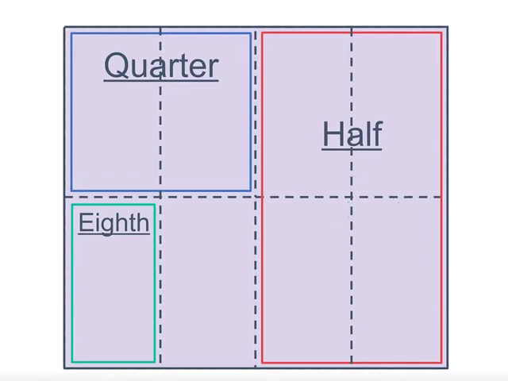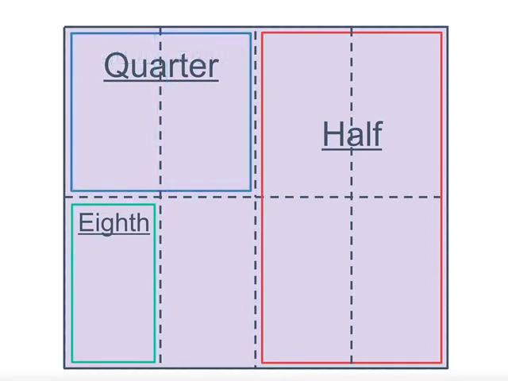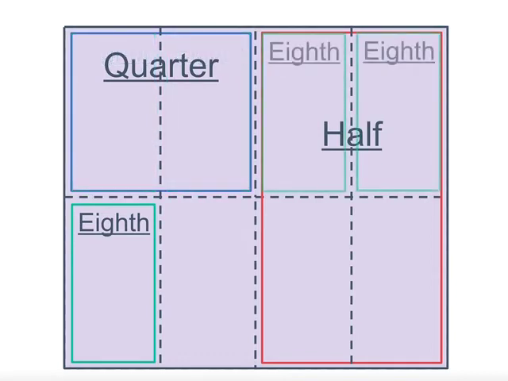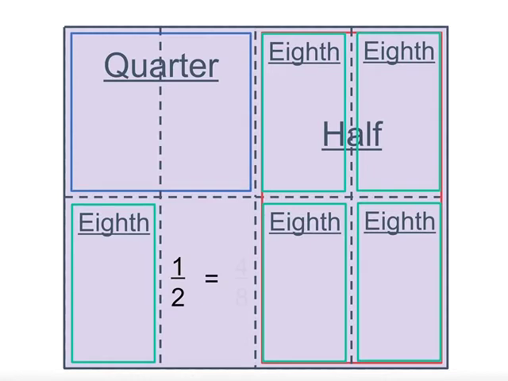Now let's explore some equivalent fractions. Here we can see 2/8 is the same as 1/4. So in symbols, 1/4 equals 2/8. Now let's look at how many 8ths are the same as 1/2. You can see 4 8ths are the same as 1/2. So in symbols, 1/2 equals 4/8.